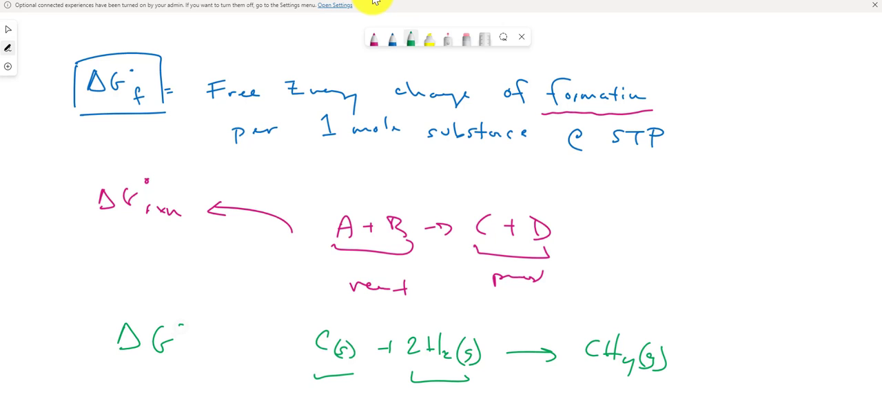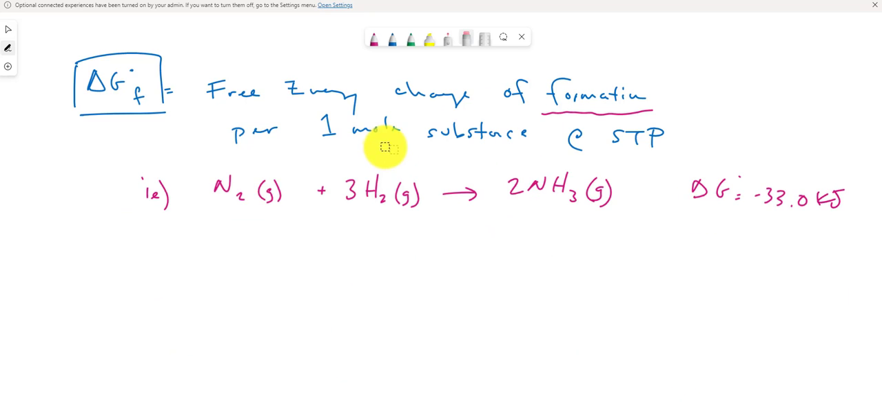This would have a delta G of formation because this is how much energy it took to form 1 mole of that particular substance. These two things can be the same, so we could have a delta G of reaction for this and it would be the same as delta G of formation, but we can't have a delta G of formation for a system where we're interconverting multiple reactants and products. So this is a distinct idea. Another example might be the formation of ammonia from its pure elemental forms of nitrogen and hydrogen.